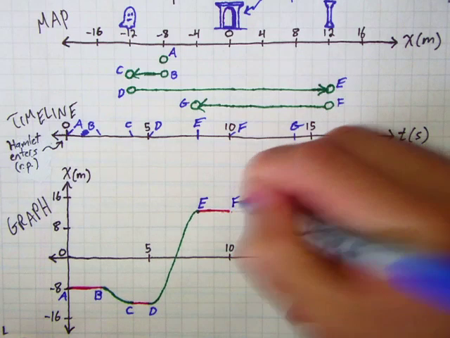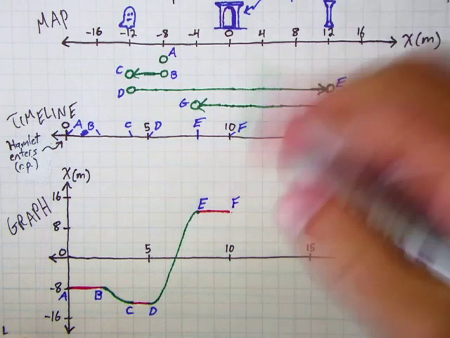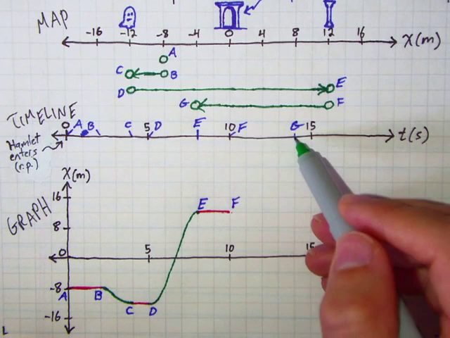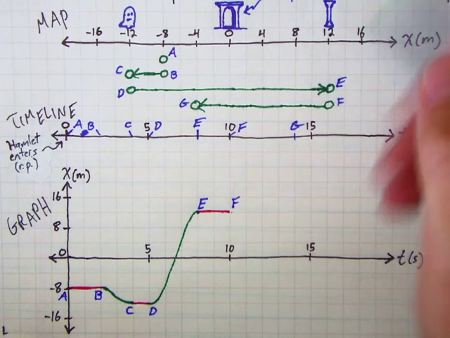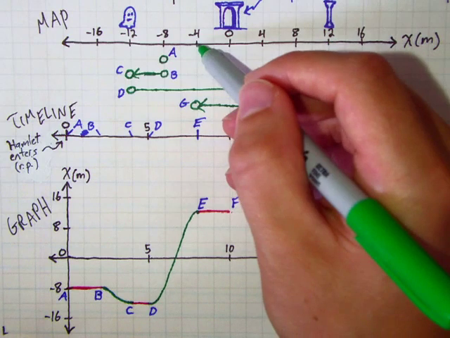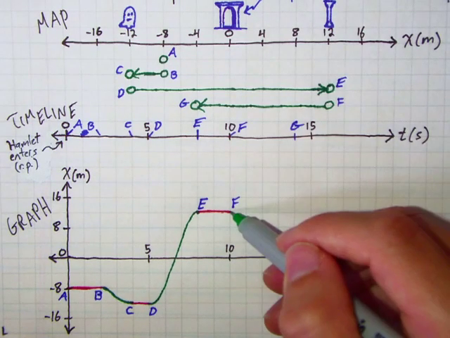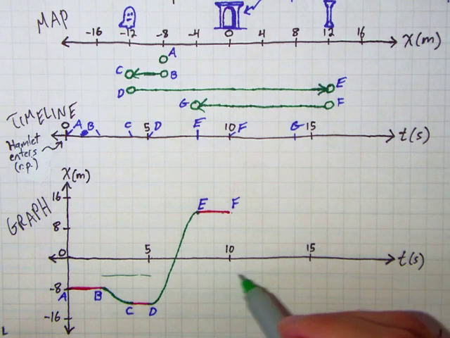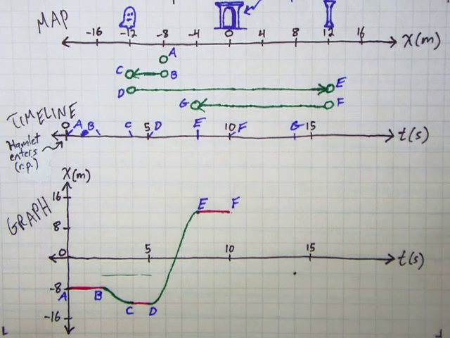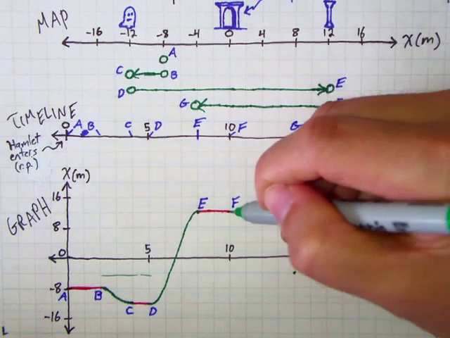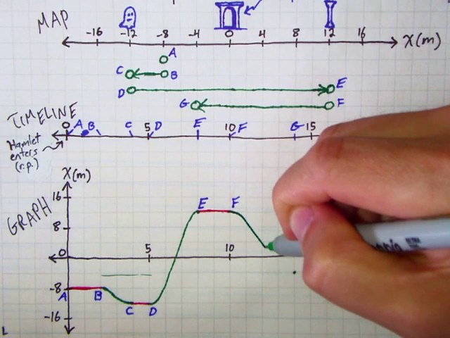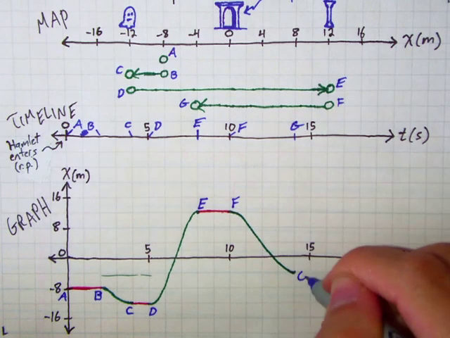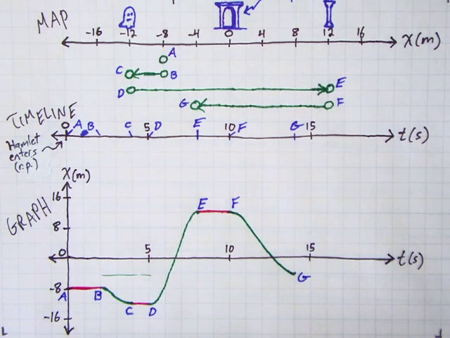Then event F, she starts going back towards Hamlet, and it's going to take her from F to G 4 seconds to go from 12 to negative 4. So in 4 seconds, she's going to go from 12 to negative 4. So 4 seconds later, she's at negative 4. Let's show her accelerating in the negative x direction, moving in the negative x direction, and reaching that point. So the end of our story here is G.